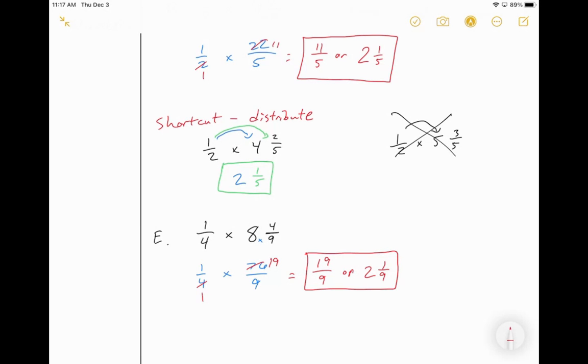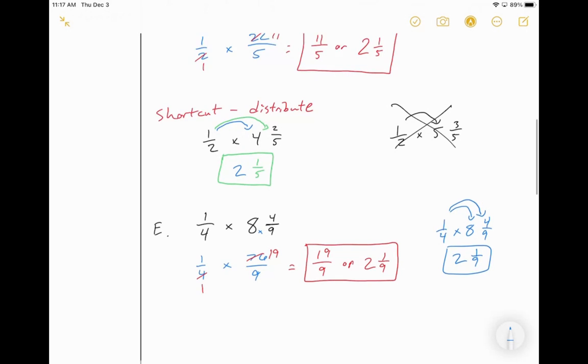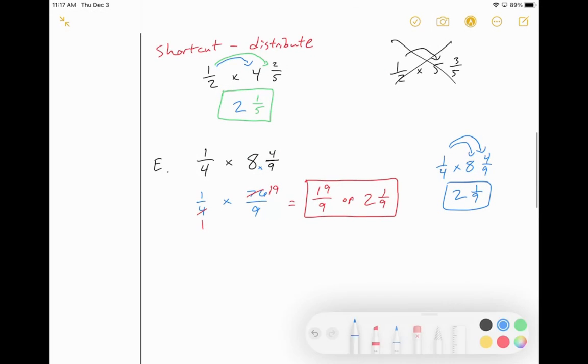Now, this is actually one where you could have used the shortcut method. What do I mean? Well, 1/4 of 8 is 2. 1/4 of 4/9 is 1/9. So you could have used the shortcut method. It doesn't work all the time. On this one, it would. That was a tough one. Let's try another one here. See how we do.